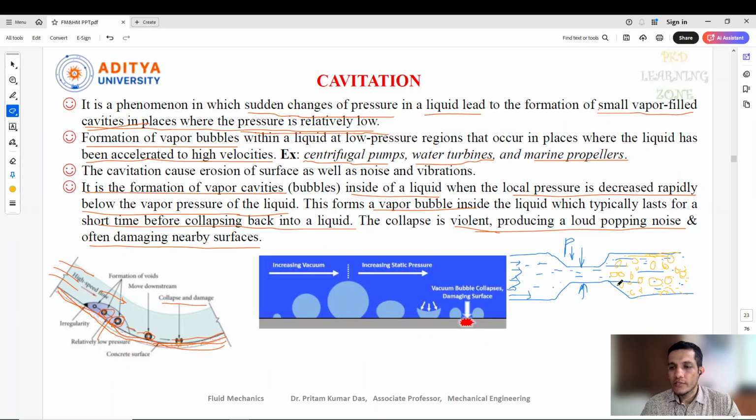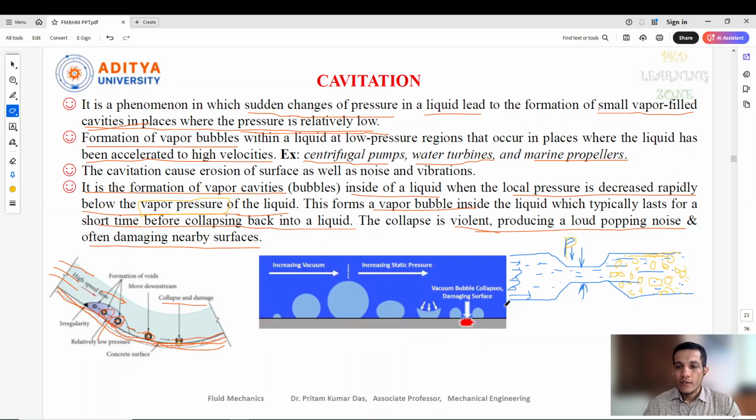So we always try to avoid this kind of pressure difference when there is fluid flow. That is one of the reasons. So that's why it is given: it is the formation of vapor cavities inside the liquid when the local pressure is decreased below the vapor pressure of the liquid. The vapor pressure we have already discussed in the previous lecture. This forms a vapor bubble inside the liquid, which typically lasts for a short time before collapsing back into the liquid, as we have discussed.